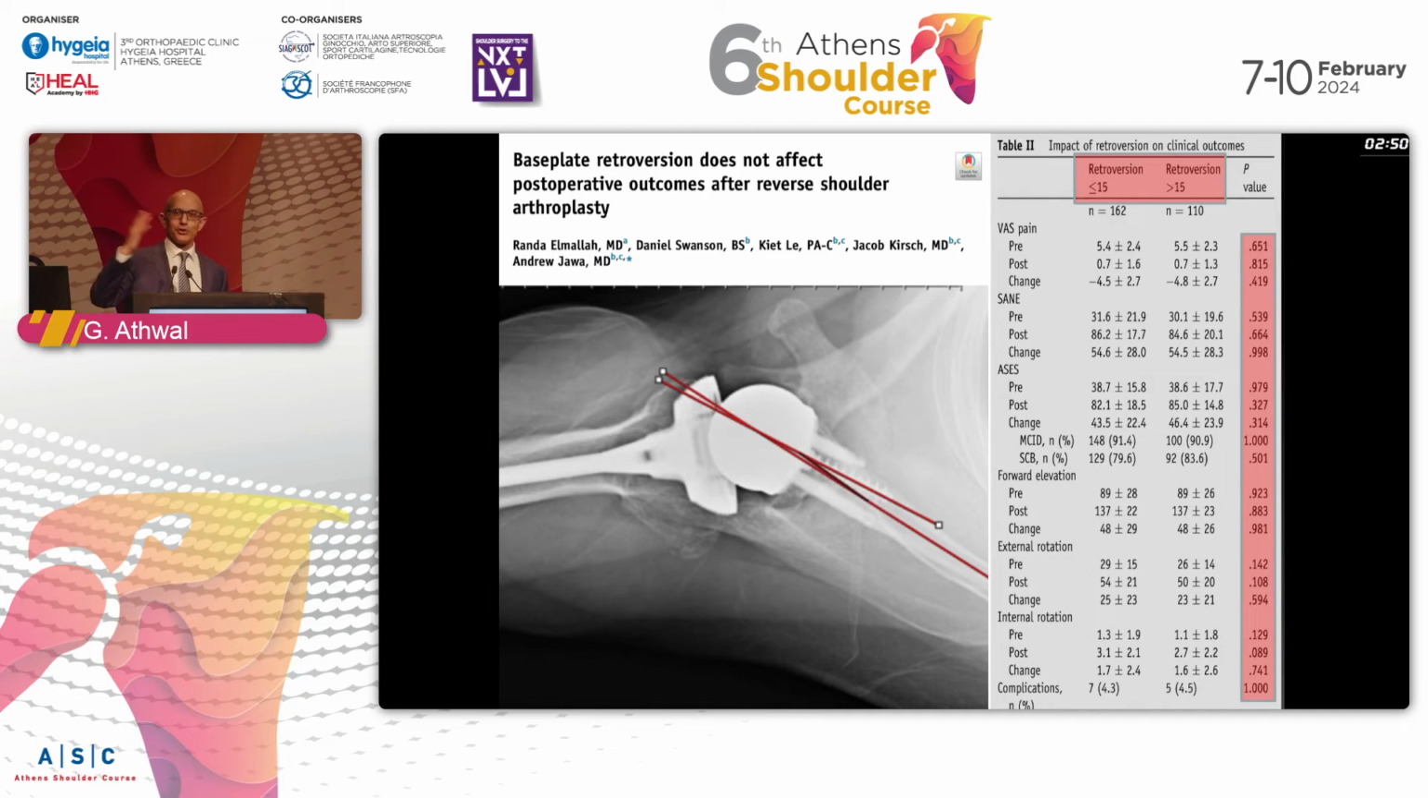So although I told you early on, for me, it was really important to be between -10 and +10. The literature does not support that, so really that's a personal opinion. The literature would support we can be greater than 15 degrees of retroversion and our patients are still going to have equivocal or similar outcomes to if you're less than 15 degrees.